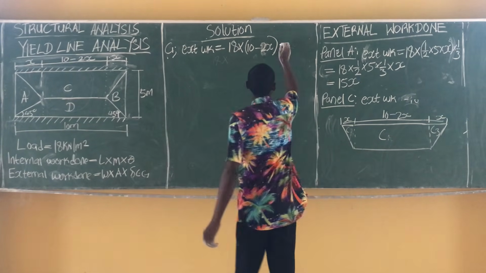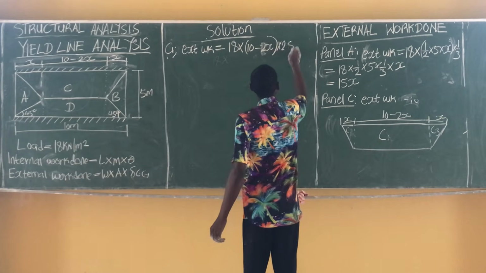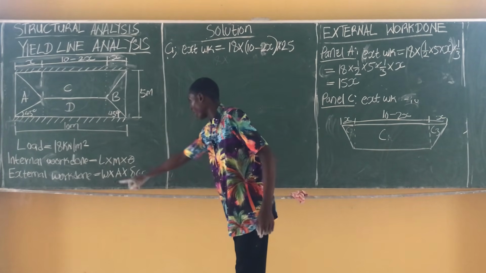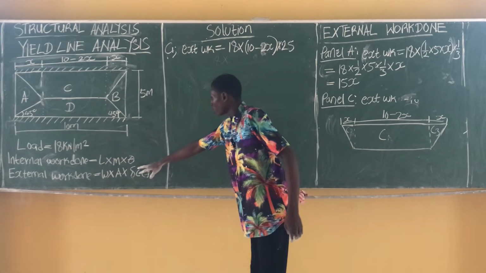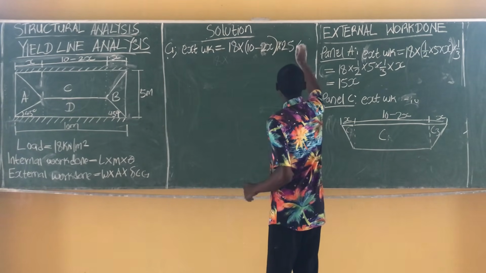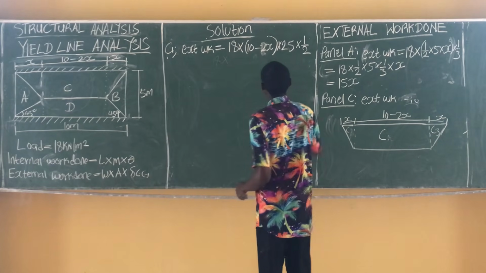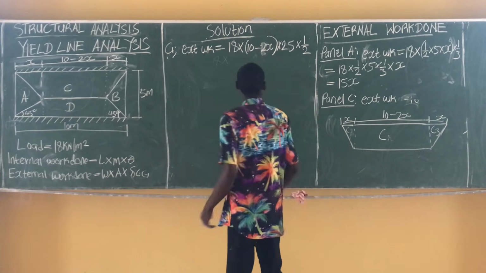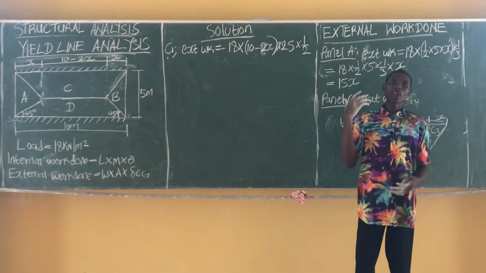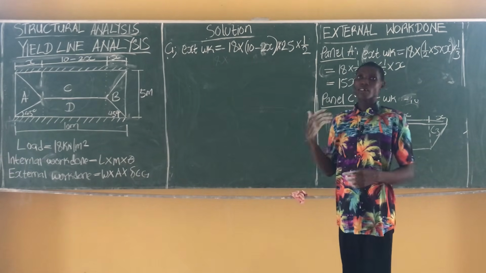2.5 meters times 2.5 meters. We have gotten our load multiplied by our area. Next is to consider our deflection of the center of gravity. And for a rectangle, it's giving us 1/2. Okay? So for a rectangle, it's always 1/2. And for a triangle, it's always 1/3.